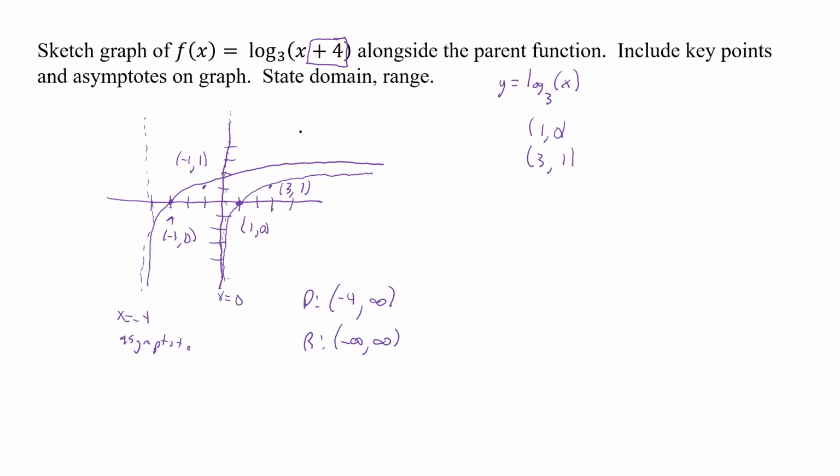Okay. So that's how we would do something where we shift left or right. And we could have done it to the right as well. If this had been minus 4, we would have just shifted everything to the right 4 and had that.